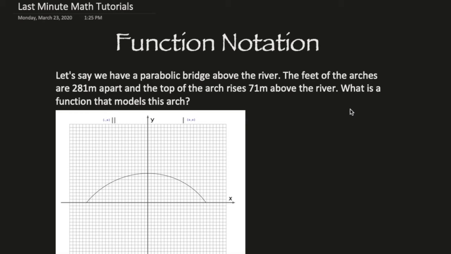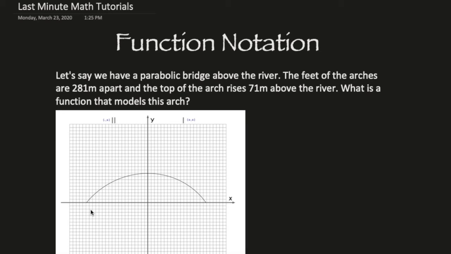Let's say we have a parabolic bridge above the river. If you don't know what a parabola is, it is a U-shaped, symmetrical shape used to display a relation, like we have right over here. Let's say the feet of the arches are 281 meters apart, that means the bottom point's here, and the top of the arch rises 71 meters above the river. That means the highest point rises 71 meters above the river. It's also cool to note that the top of the arch is directly in the middle of the 2 feet.